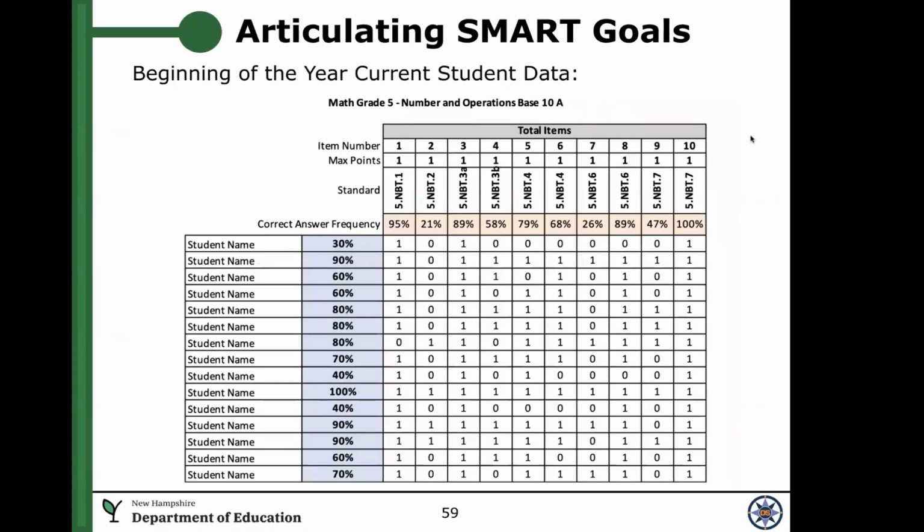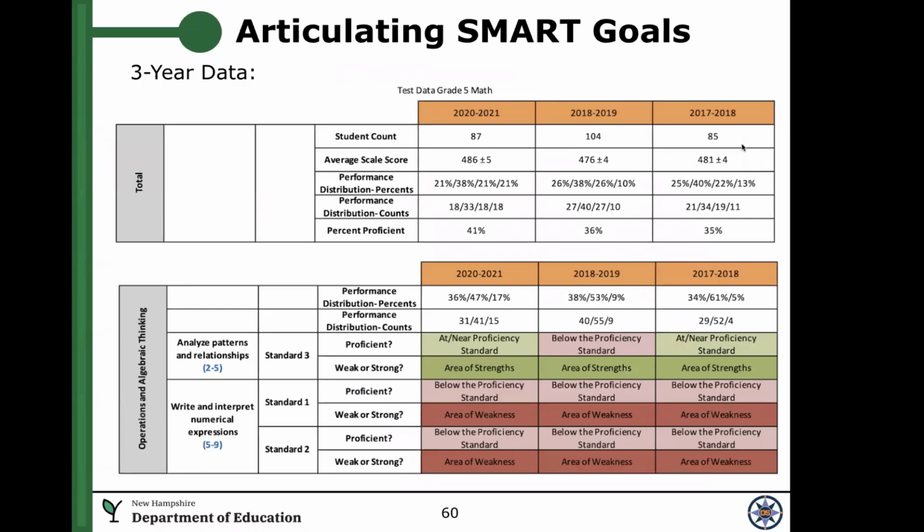Sometimes you're looking at the beginning of the year data or current data. This happens to be New Hampshire SAS modular data. And you might be looking at all your students in your class and how they scored on a specific assessment. I feel like this data is what teachers look at the most, their particular class right now and how they're scoring right now.